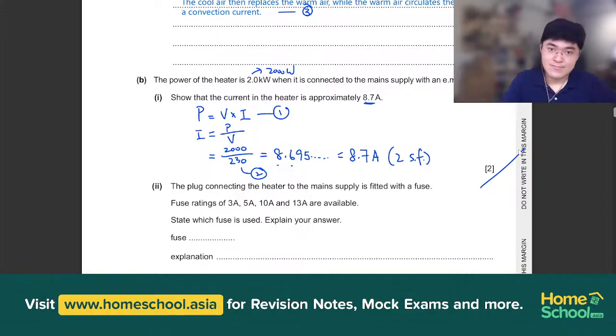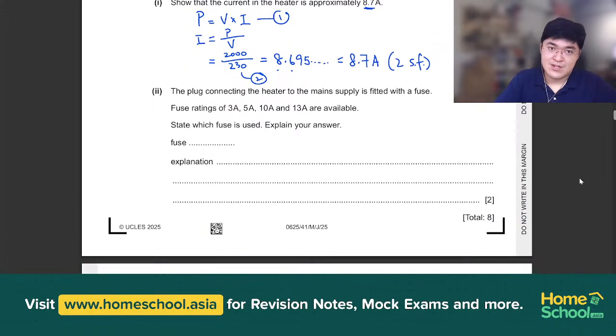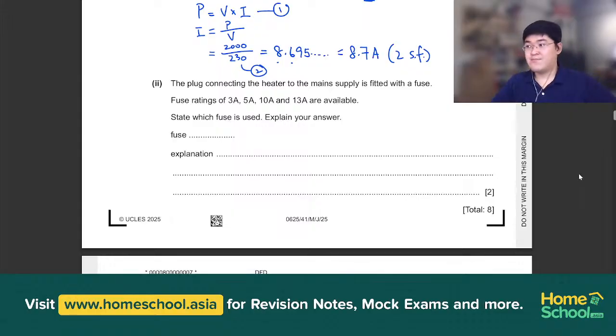Right, let's move on to part number 2. The plug connecting the heater to the mains supply is fitted with a fuse. And the fuse ratings of 3, 5, 10, and 13 amperes are available. So state which fuse is used and explain your answer.